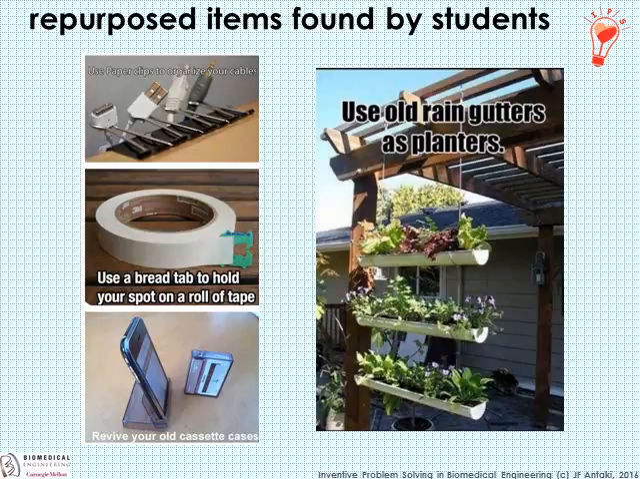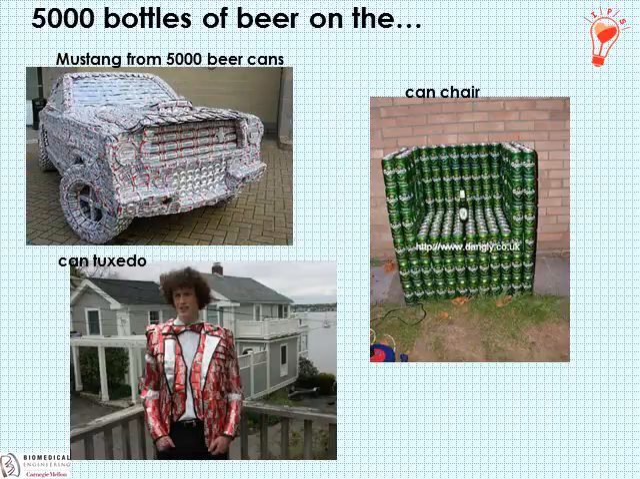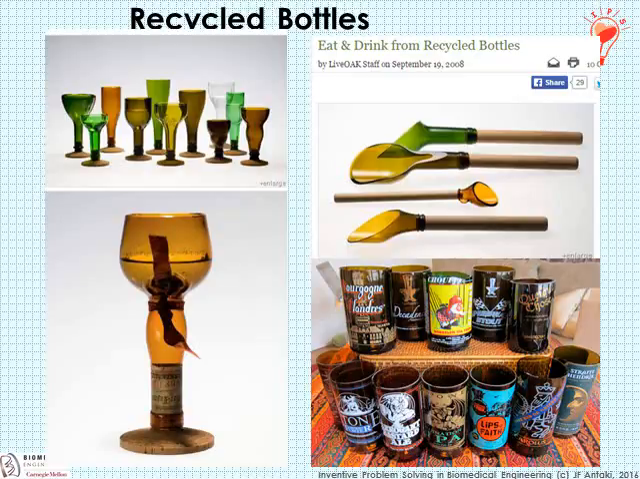Okay, a couple of other examples that were found by students of previous years. Just recycling things around the house that you can use for a new purpose. This is a whimsical example of things that you can do with discarded cans. There's lots of them on the internet, and these are a couple I thought were particularly clever. Or for that matter, useful things that you can make out of bottles.